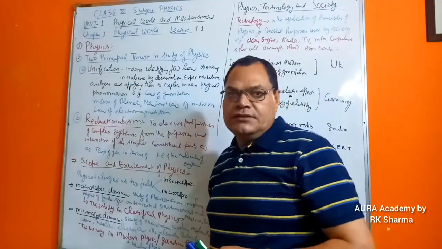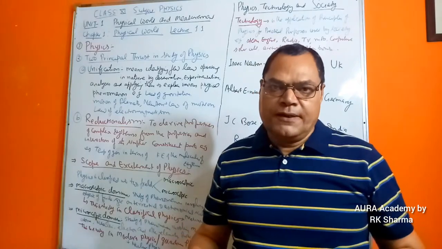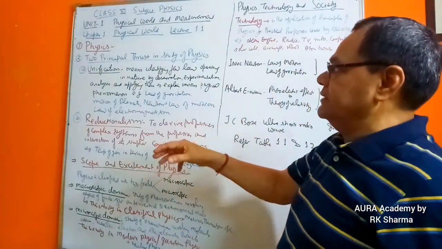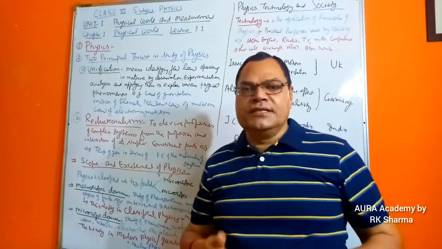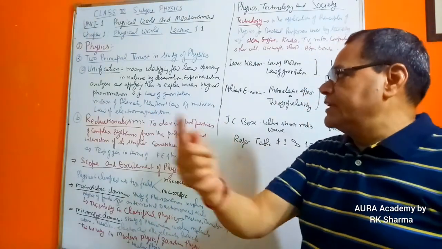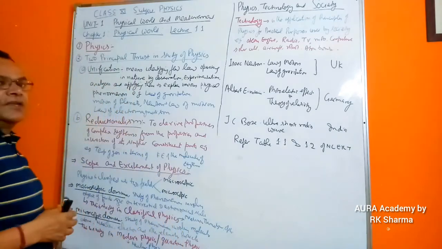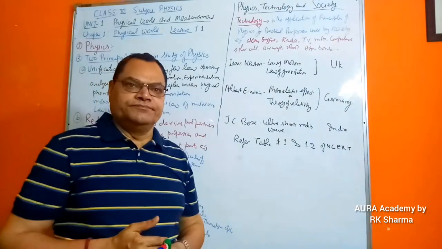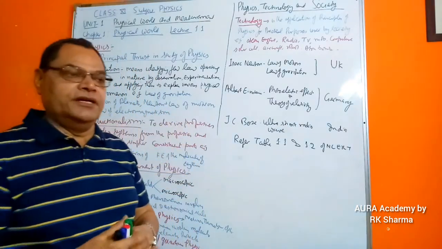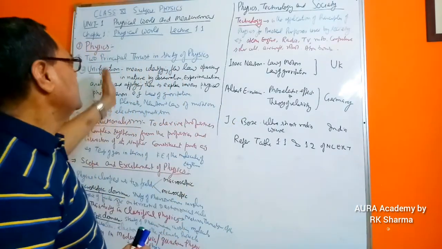Number one is unification. What is the meaning of unification? Unification means basically to identify the laws in nature with the help of observation, experimentation, analysis, etc., and to apply them to explain the various phenomena. Like the law of gravitation, the motion of planets, how the planets are revolving around the star, that is the sun, how to explain Newton's laws of motion and the laws of electromagnetism. Whenever there is a flow of current, a magnetic field is always there, or whenever there is a change in magnetic field, current is produced. All such phenomena come under unification.